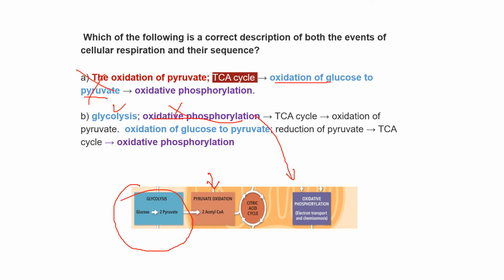And I want to grab your attention to this TCA cycle. This citric acid cycle is also called the Krebs cycle or the TCA cycle. TCA stands for tricarboxylic acid cycle. All these are the same name.